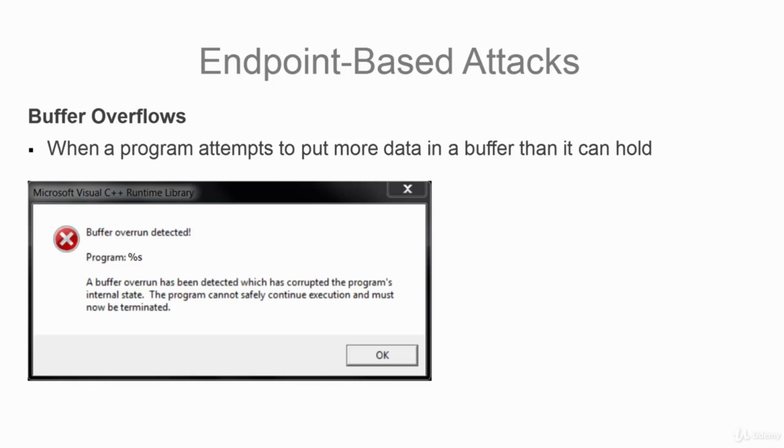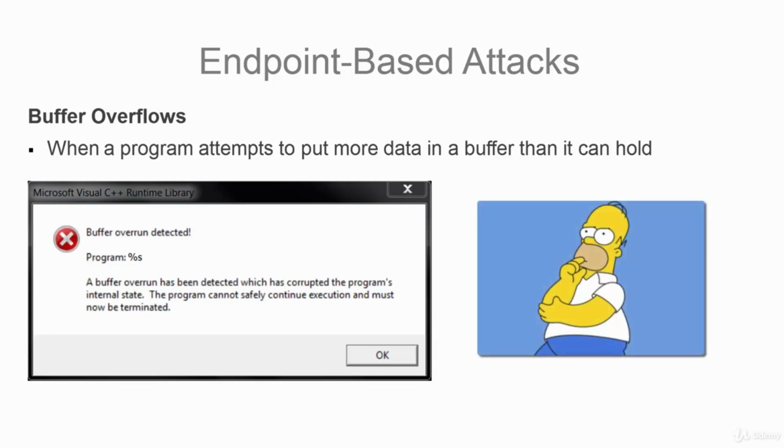Back in 1988, the Morris worm used this vulnerability to take down most of the internet. Wait, so the internet existed back in 1988?